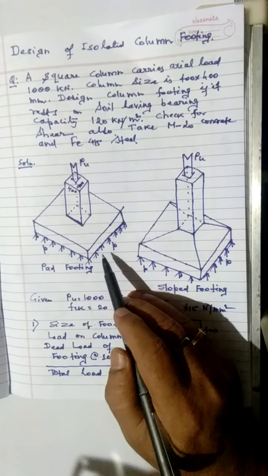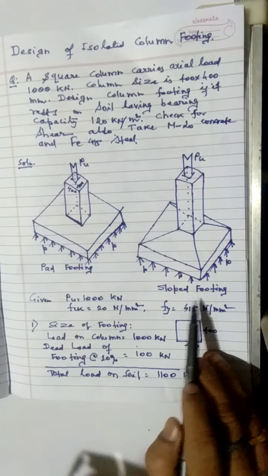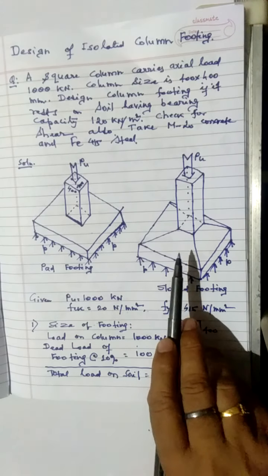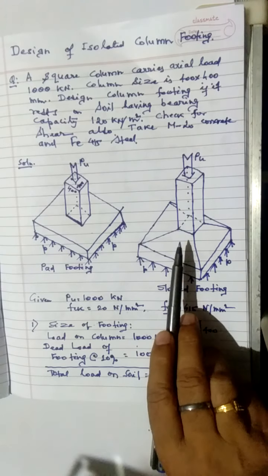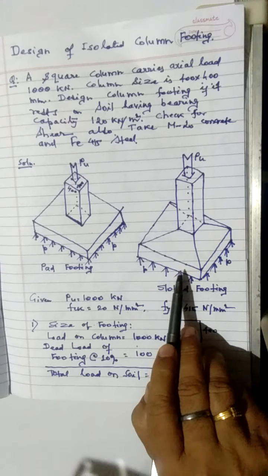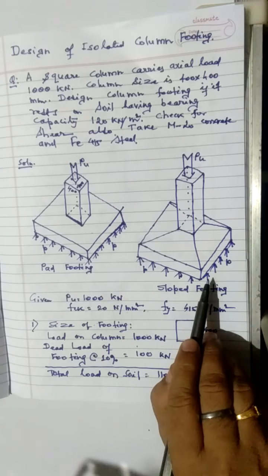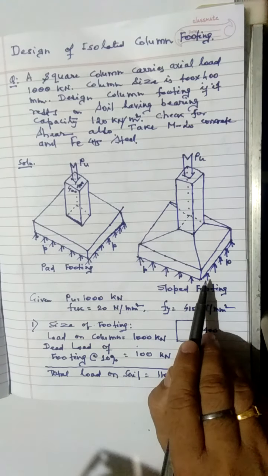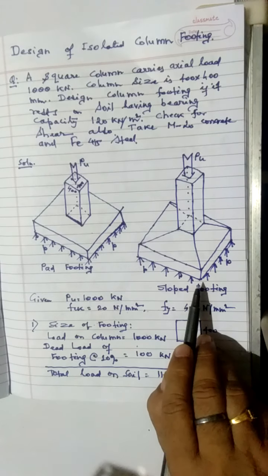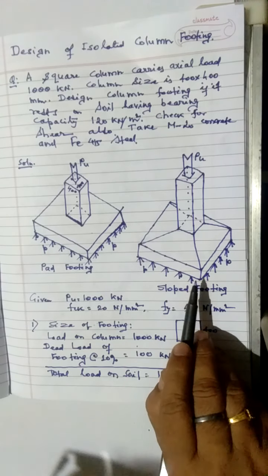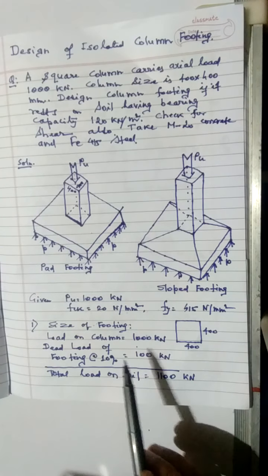Another type of isolated footing may be a sloped footing, in which the top of the footing is not horizontal, it is sloped from all sides, having a lesser width on its top and a wider width at the bottom. The footing again rests on the soil, which applies a vertical upward force, and the upward force depends on the area of the footing at its base and also on the safe bearing capacity of soil. With these basic concepts, we will begin the design.